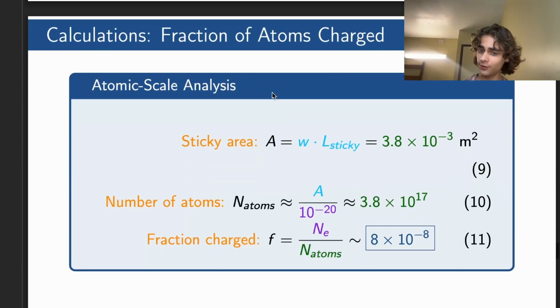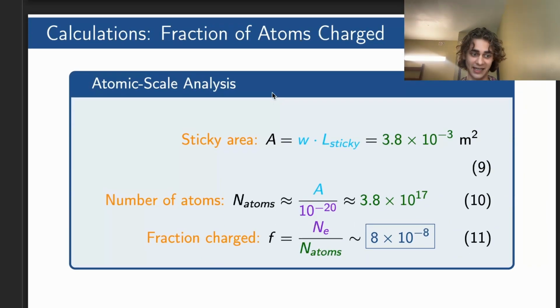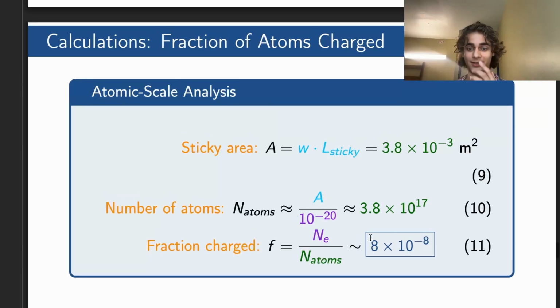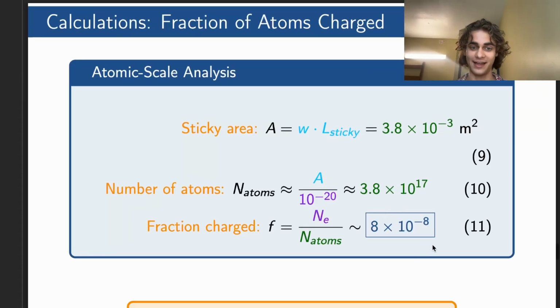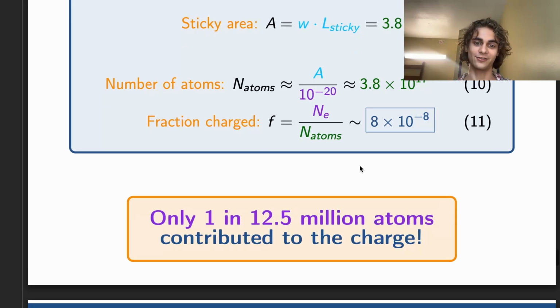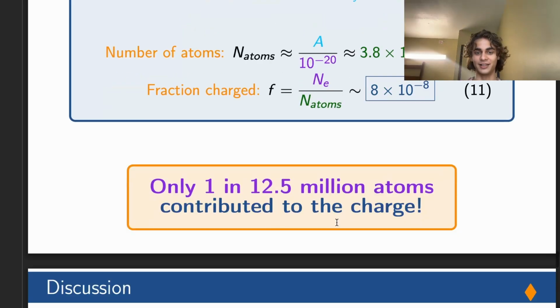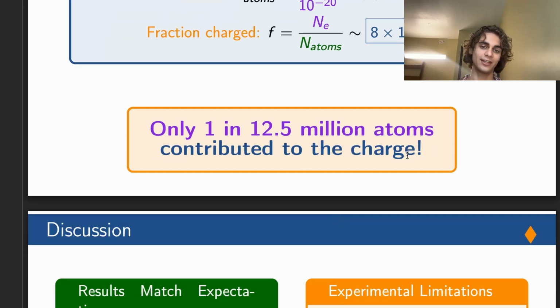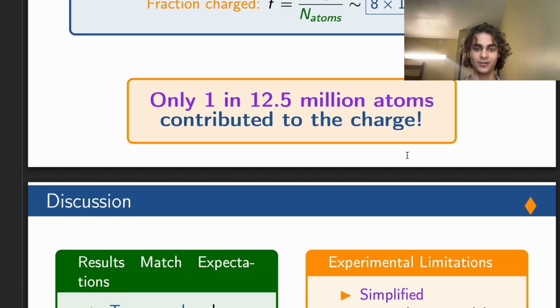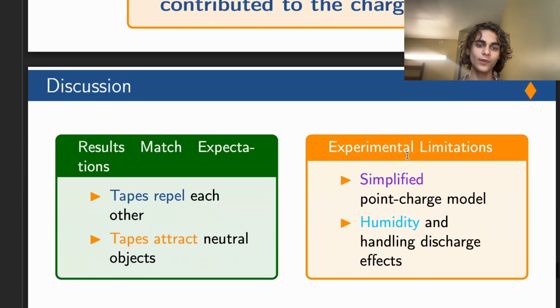But as a fraction of the total electrons that are part of that uniform layer, it's actually pretty small. The 29 billion is only about 8 times 10 to the negative 8th of the total electrons, which is about 1 in 12.5 million. 1 in 12.5 million atoms actually lost an electron to produce the positive charge of the tape.